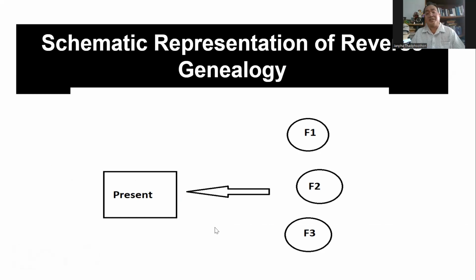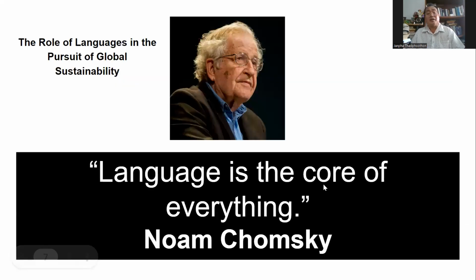This is the schematic representation of what I mean by reverse genealogy. So as you can see, this is the present. For us to better understand the present, we can look at our predictions of the future, like future 1, 2, 3, so that we can better understand the present. And language is something our focus is on. According to Noam Chomsky, everybody knows who he is, he said that language is the core of everything.